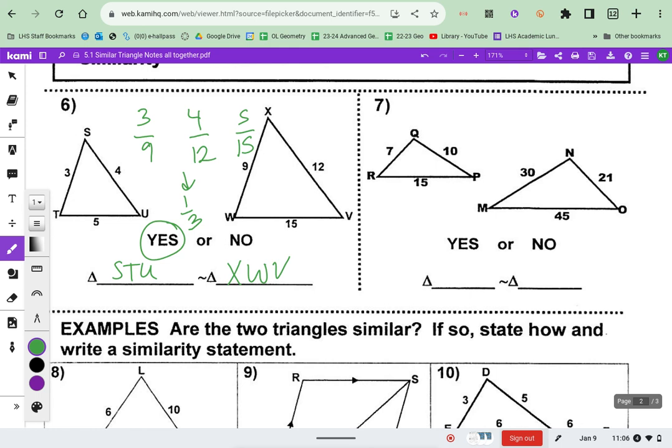What you got in number 7? So spoiler, this one's a yes. So if you got no, double check your orientation. Make sure you put small side over small side, medium over medium, large over large.